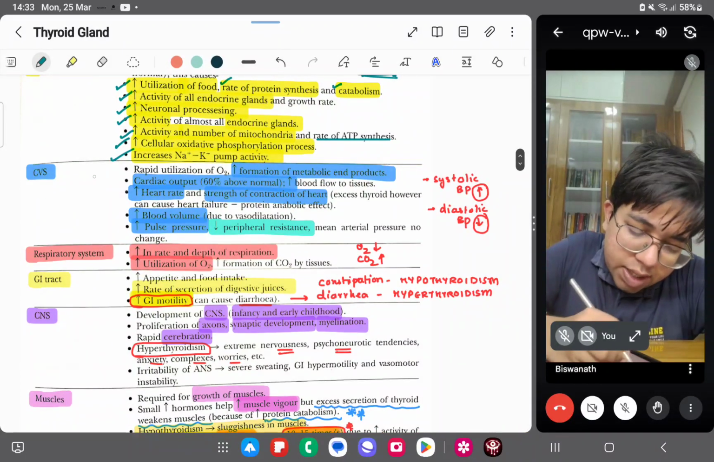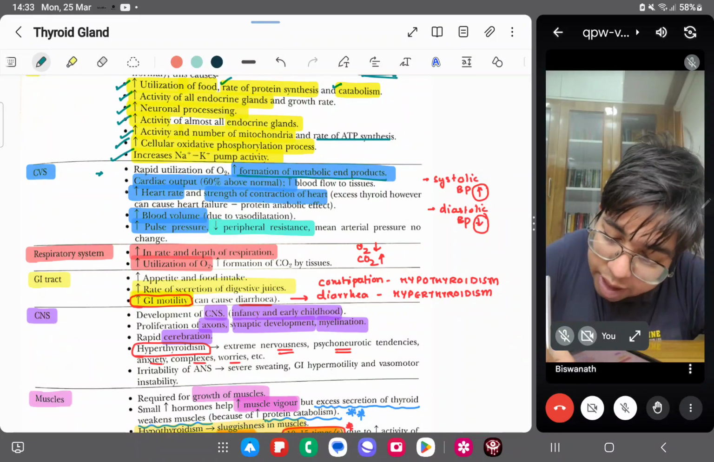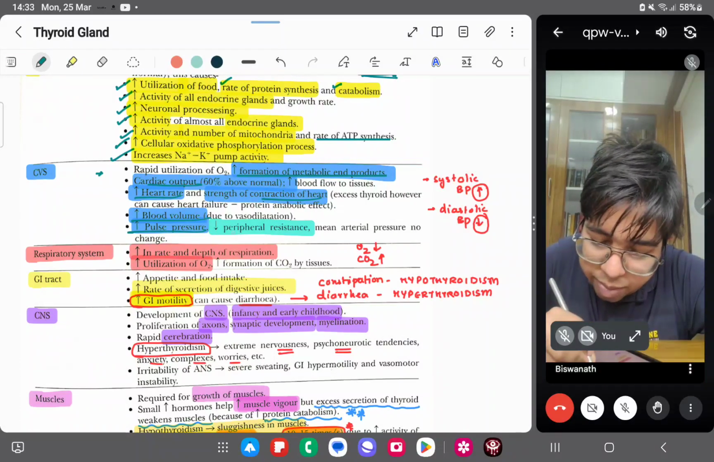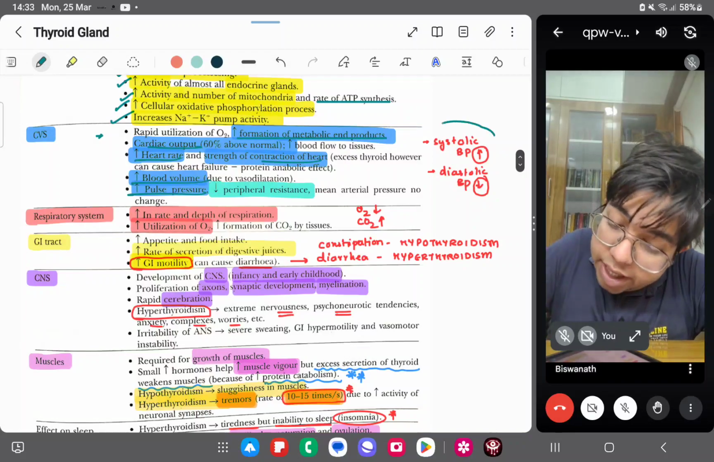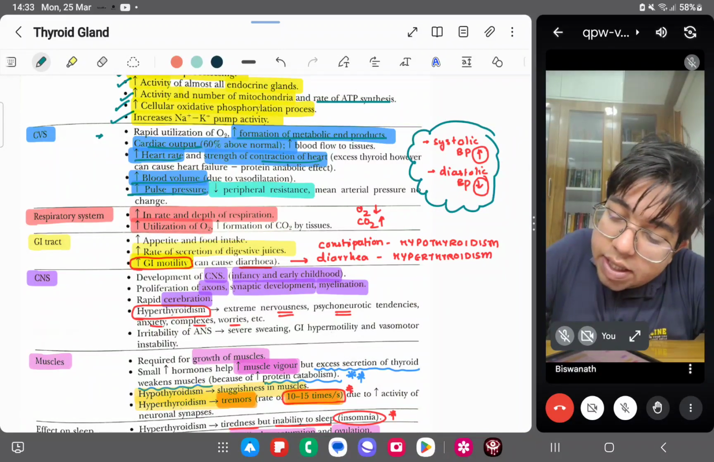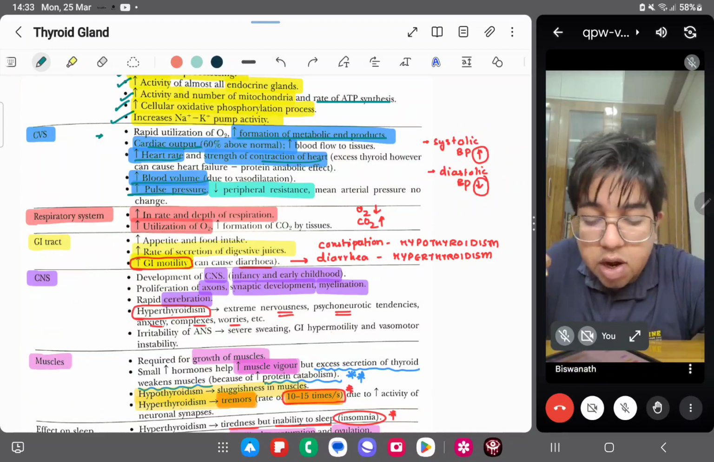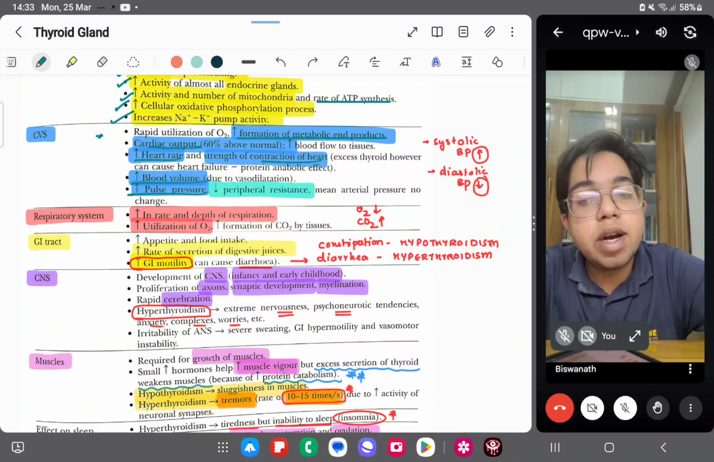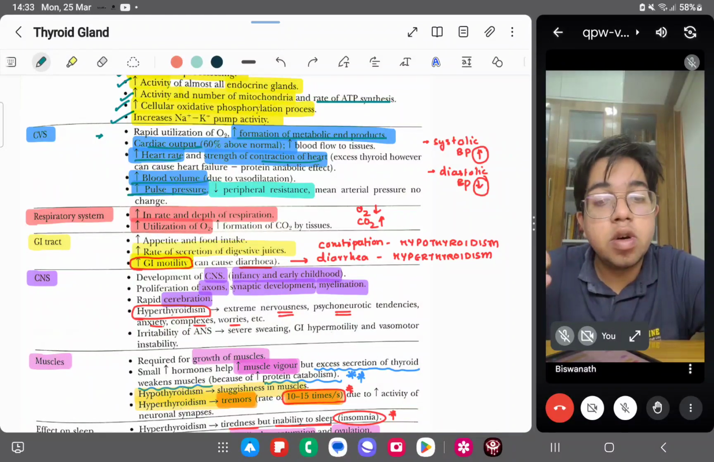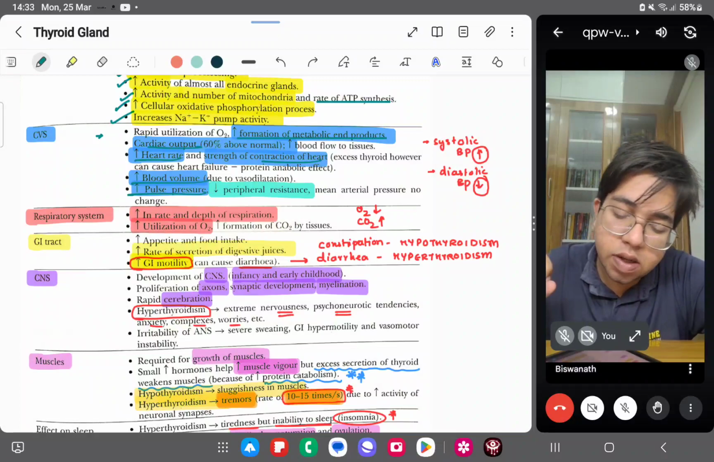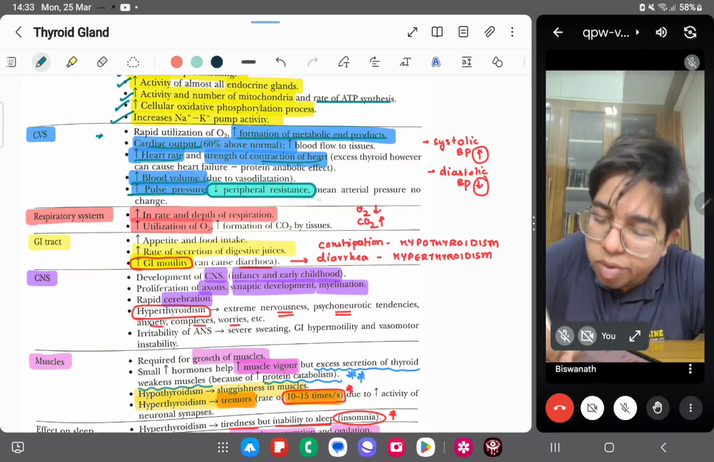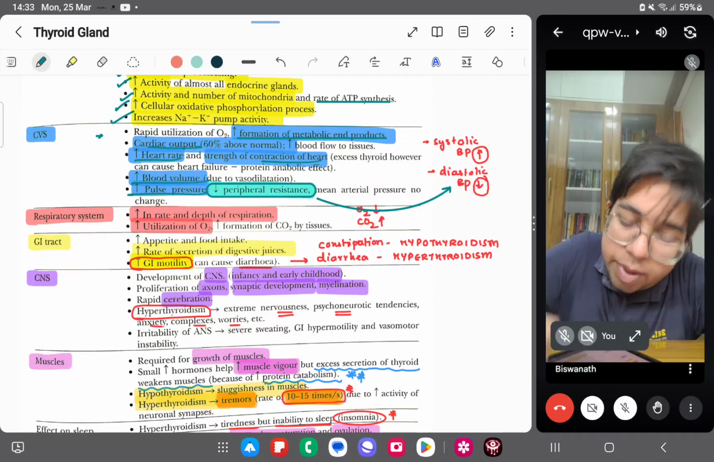Okay. What is the effect on CVS? It will increase the formation of metabolic end products, increase the cardiac output, increase heart rate, increase contraction, increase blood volume, increase pulse pressure. Yeah, it will increase the systolic blood pressure and decrease the diastolic blood pressure, because diastolic blood pressure is determined by your peripheral resistance. If you have seen my lecture on regulation of blood pressure, I have told this. Okay, so decreased peripheral resistance will be caused by thyroid hormone, which will decrease the diastolic BP.